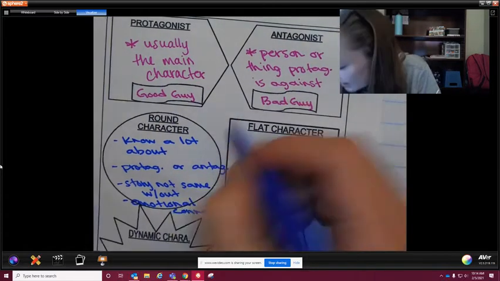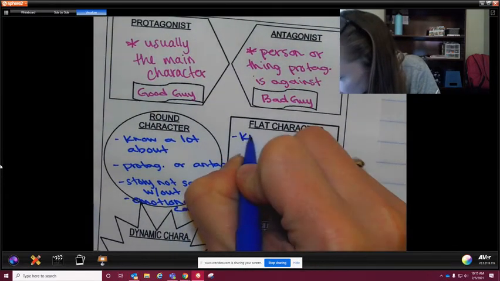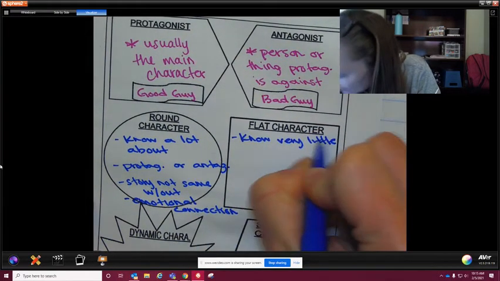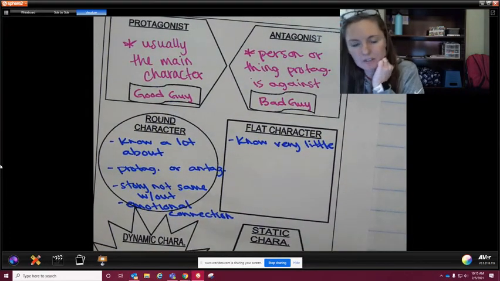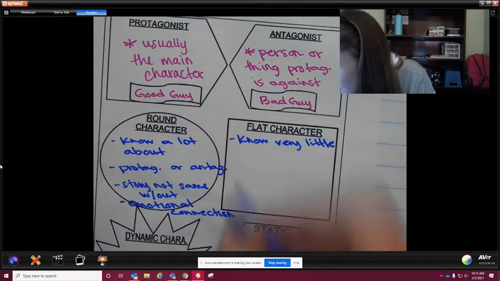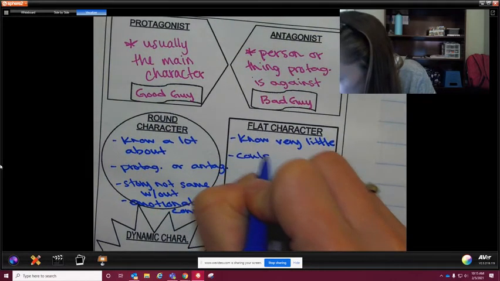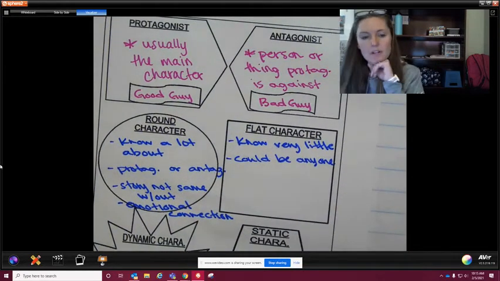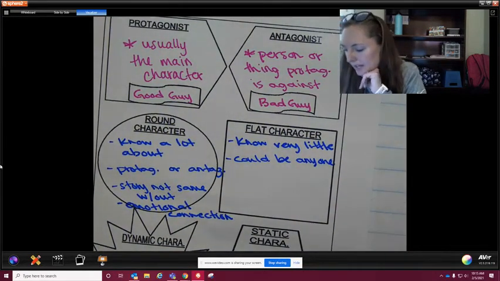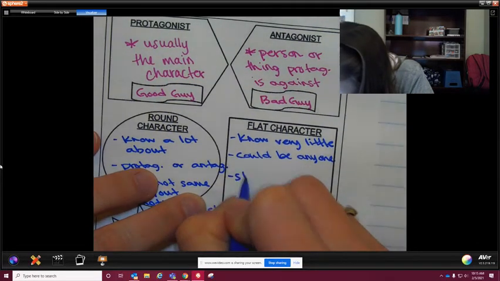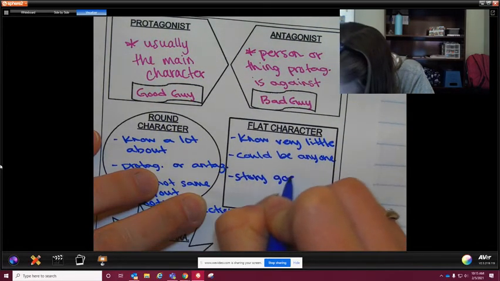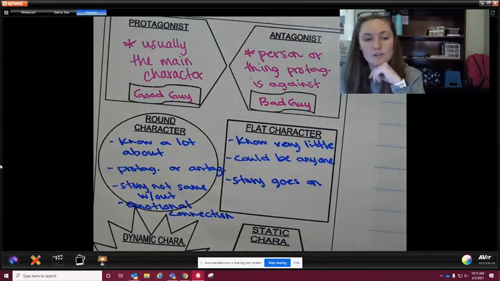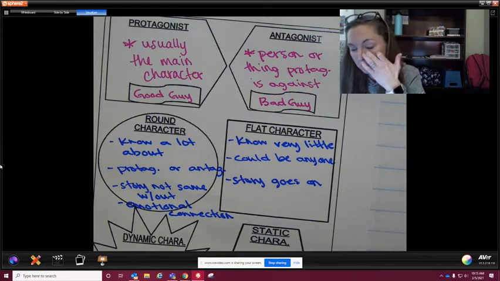Okay, so we're going to do this. Know very little about this character. Okay, know very little. And it could be anyone. Could be anyone. Okay. The story goes on. The story will go on if they were in there or not. The story would happen no matter what, if they're there or not.